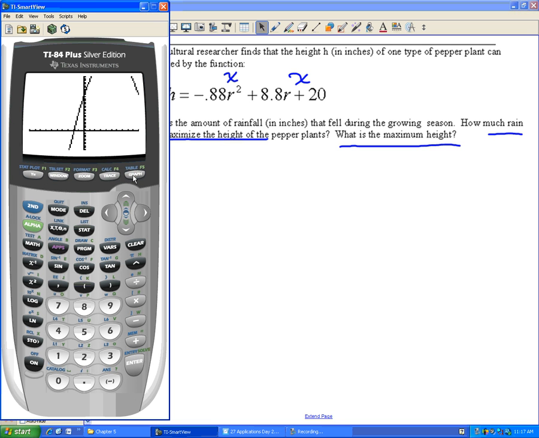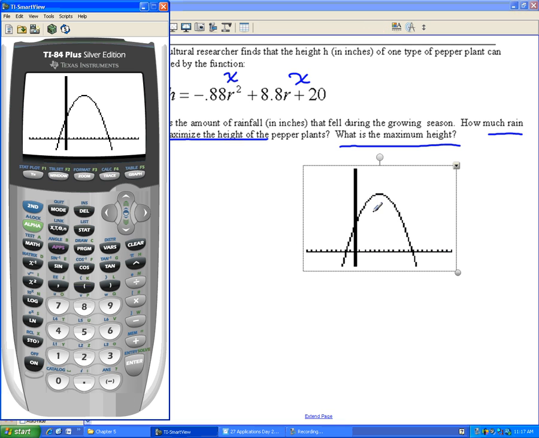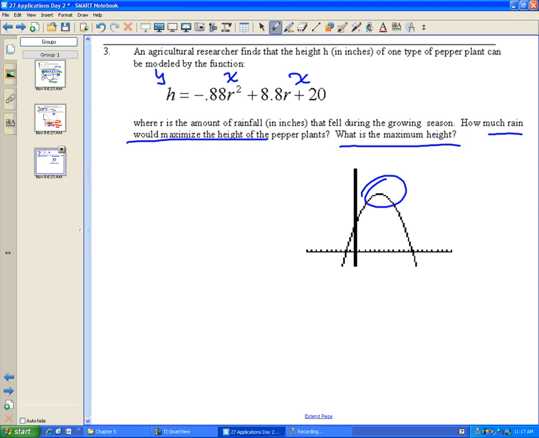I see part of my graph, but notice I'm not high enough and possibly not far enough to the right. So I go back to window. Let's make my x max 20, and since it's not high enough, let's double my y max and go to 60. Let's see what that does for me. So I can see the entire graph. I can definitely see this is the point I want to maximize.